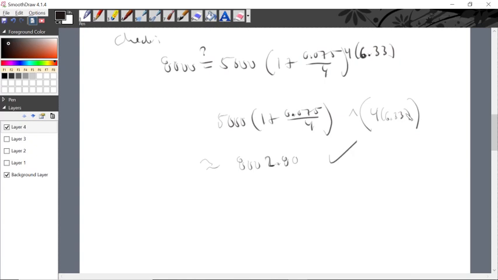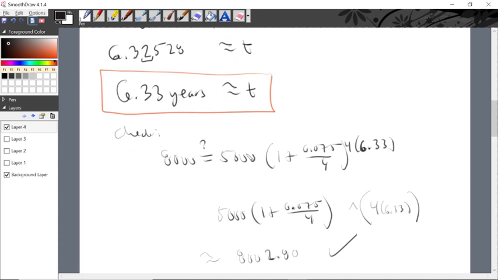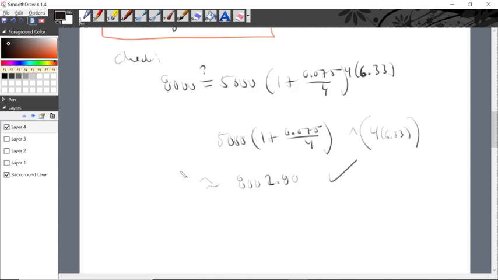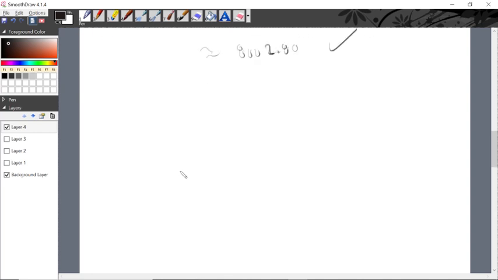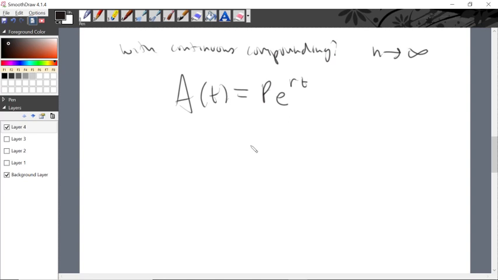So that's reasonable. If we had gone out to more decimal places of accuracy here, we should expect to get closer to the $8,000. Now, what if we did this with continuous compounding? Same question, but with continuous compounding, then the model we would choose is A of t equals P e to the power of r times t, because by continuous compounding, we're saying n is approaching infinity, and that gives us a base of e.